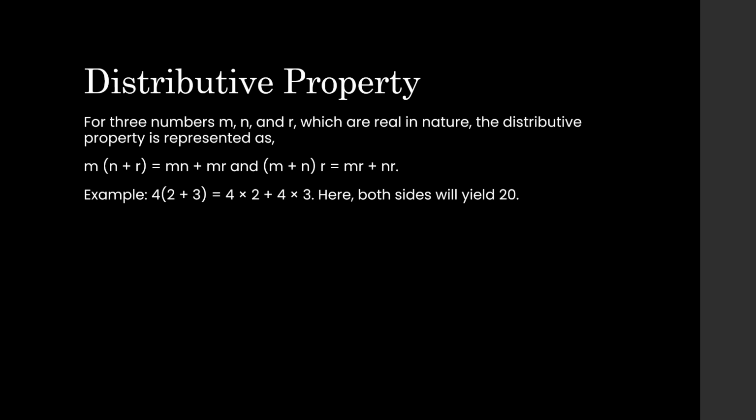Talking about the left hand side, if you don't distribute 4 into 2 and 3, if you just add 3 and 2, you'll get 5, and again 5 4s are 20. So in both cases, your answer remains the same, that is 20. This is the distributive property.